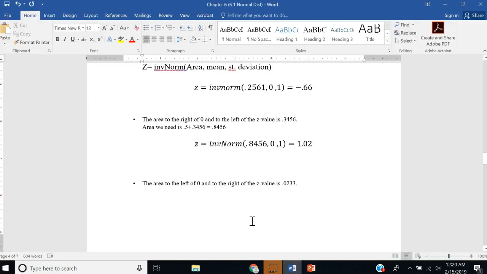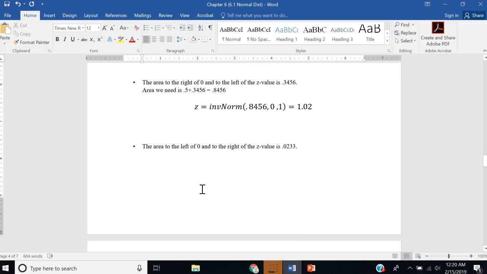All right, so let's look at this next one. It says the area to the left of 0 and to the right of some certain z value is 0.0233. What I'd like you to do is try to draw that area and then decide what the z value we need is. So push pause on the video and try that.